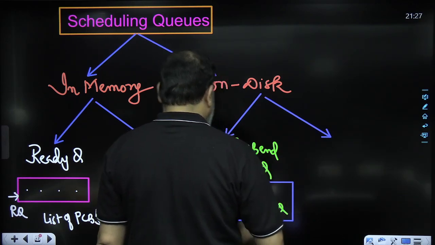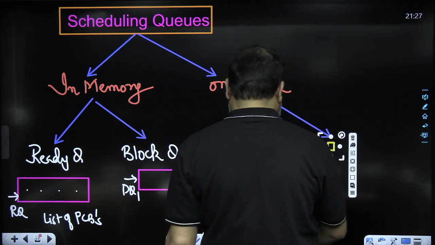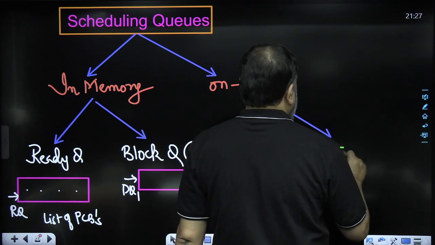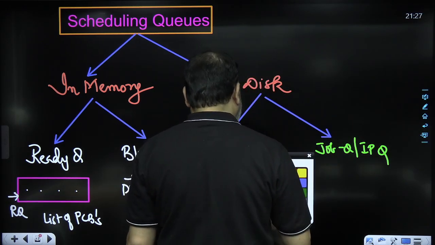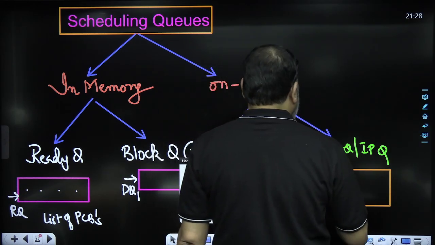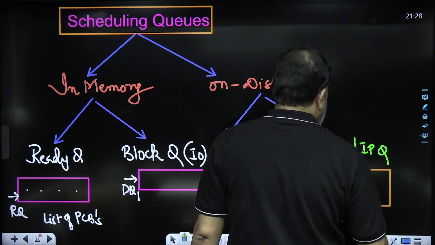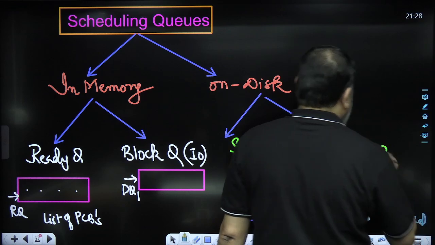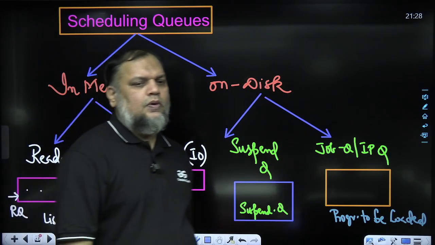In some operating systems, not all, we may also have a type of queue called the job queue, sometimes also called the input queue. What does this queue contain? If I cannot load all the programs into memory, then the programs ready to be loaded are kept here, programs to be loaded in memory. Suppose I can load all of them without any queue, then there is no need for this job queue or input queue. In some operating systems I may require it.